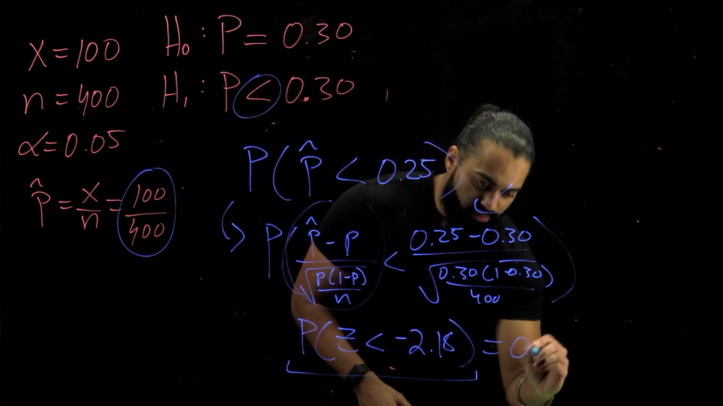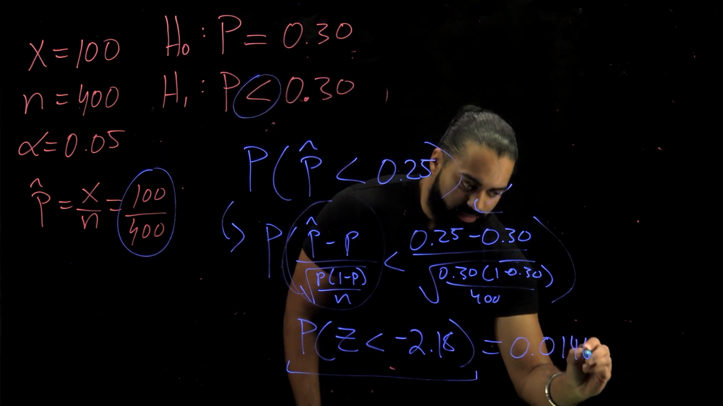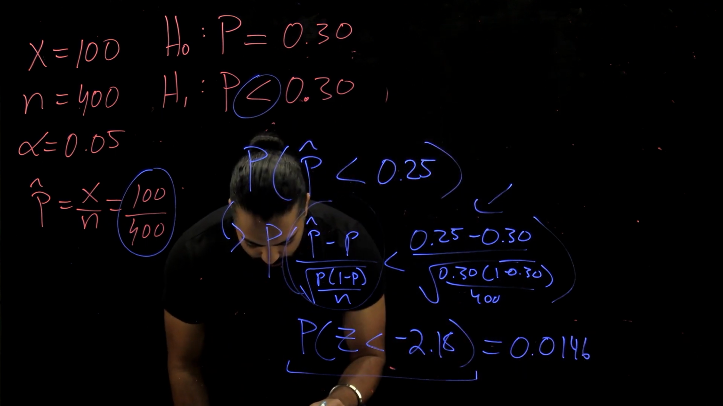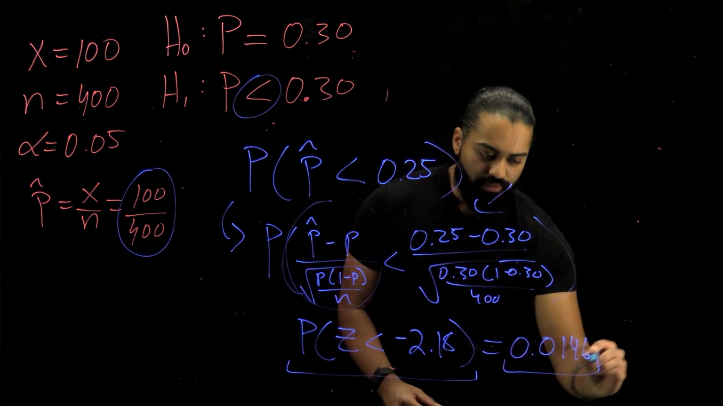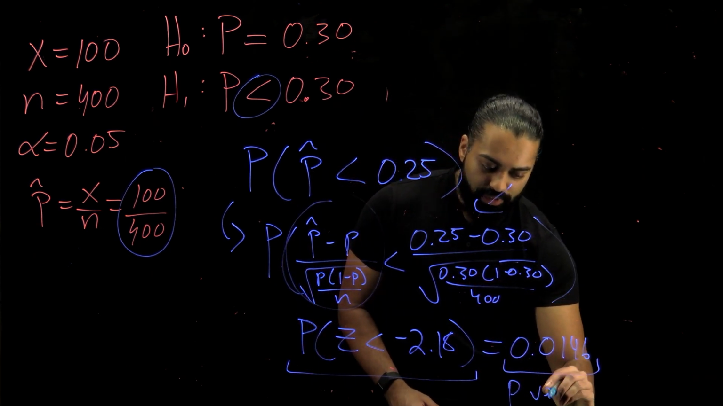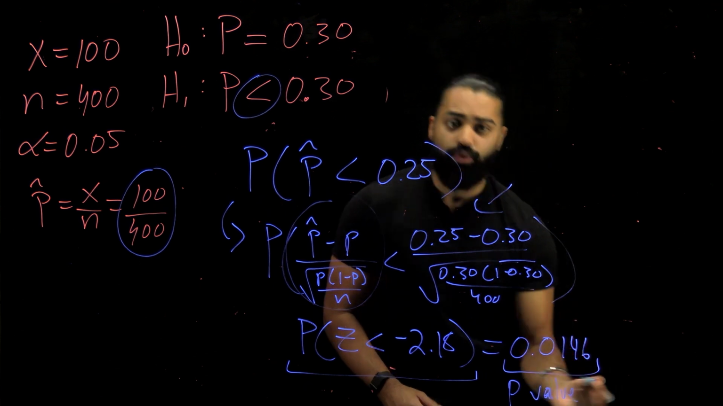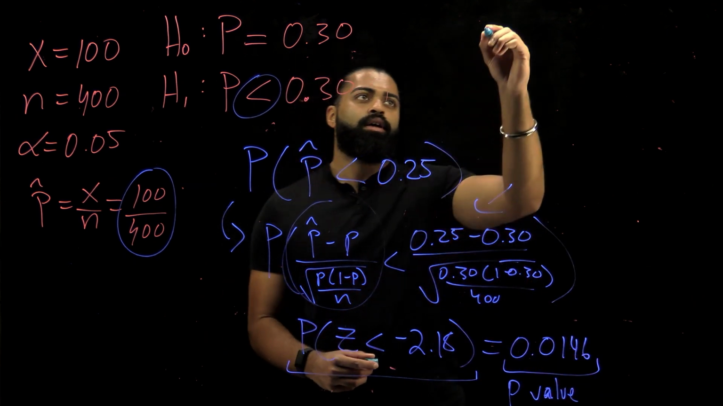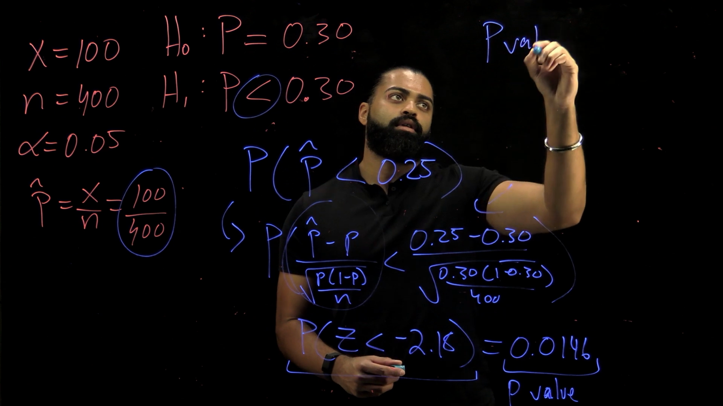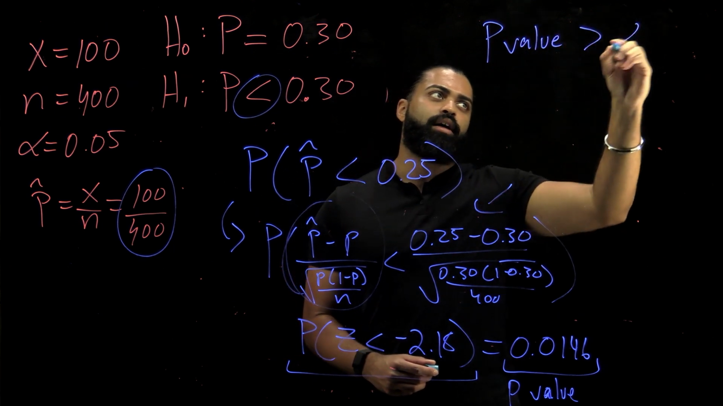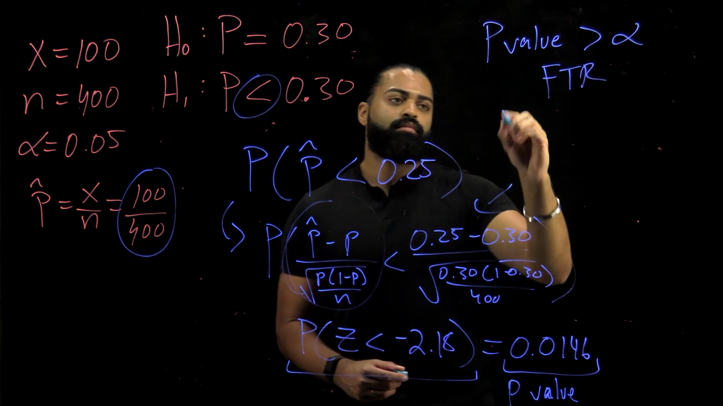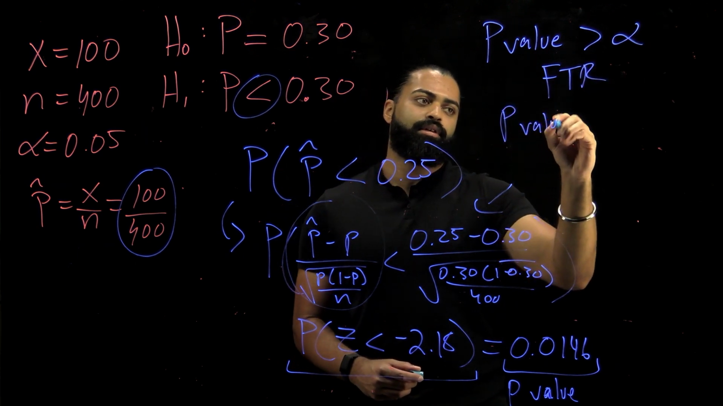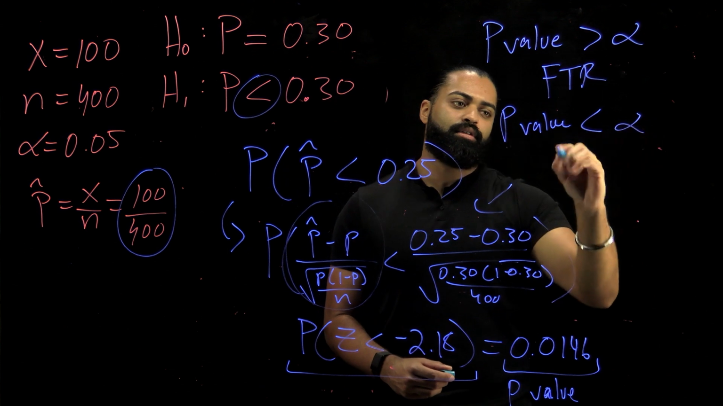is 0.0146, I believe. Yeah, 0.0146. I'll have students ask, well, what do I do with this p-value now? This is your p-value. You want to compare this to your alpha. So if your p-value is greater than alpha, we fail to reject. If the p-value is less than alpha, we reject.